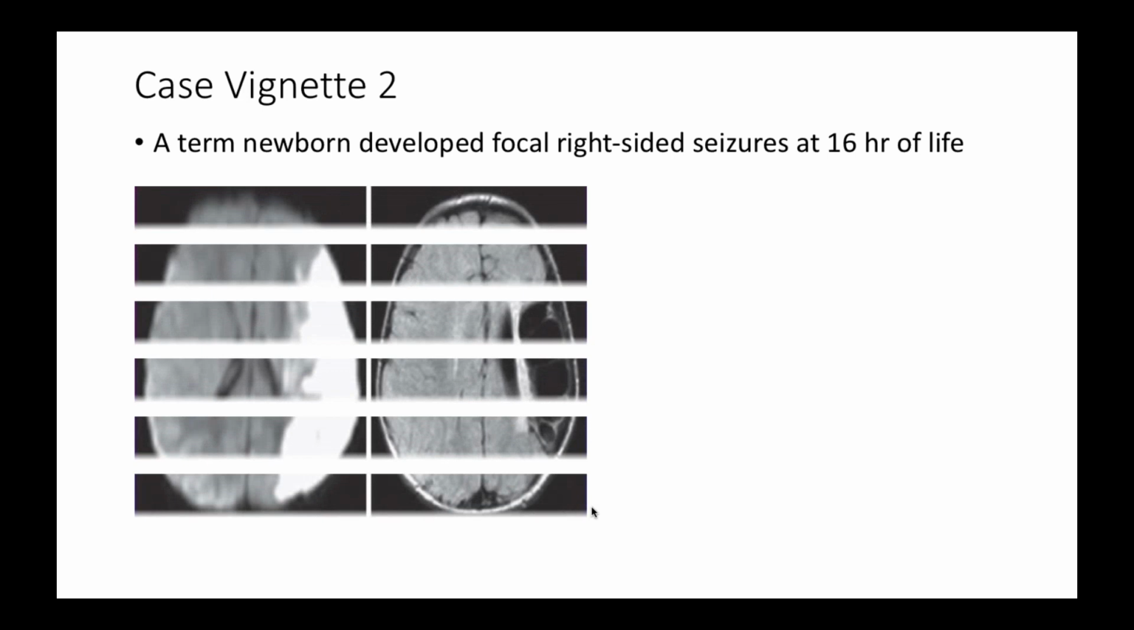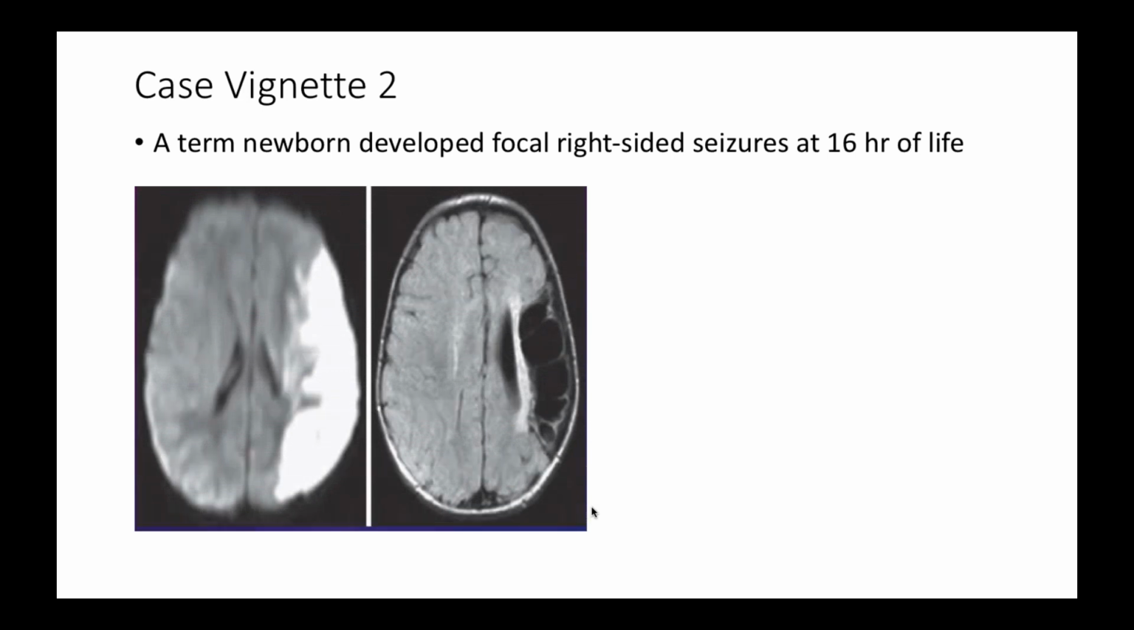Another one, a term newborn develops focal right-sided seizures at 16 hours of life. One thing which I would like to tell you is that neonatal stroke usually gets unnoticed. However, if it is of a good intensity, then it might present with focal seizures usually between 12 to 48 hours of life. So this baby presents at 16 hours of life.